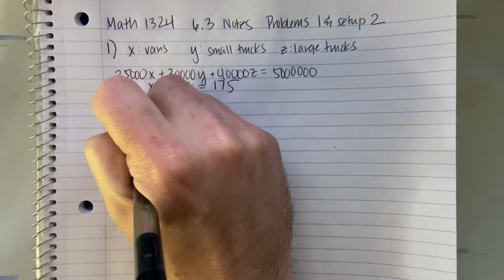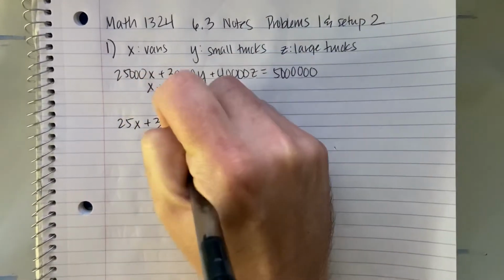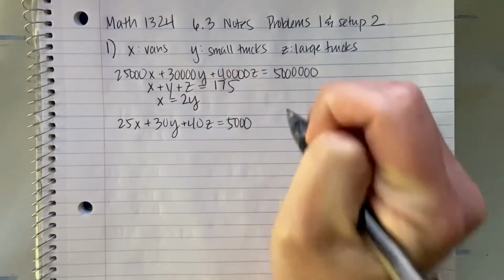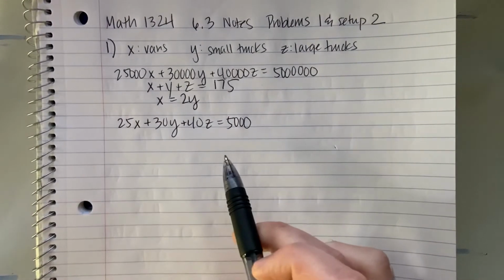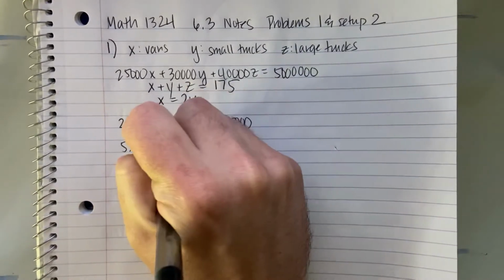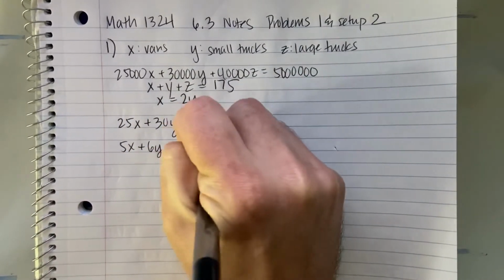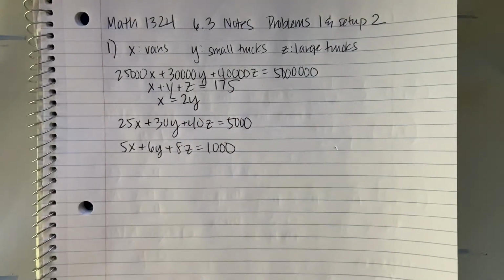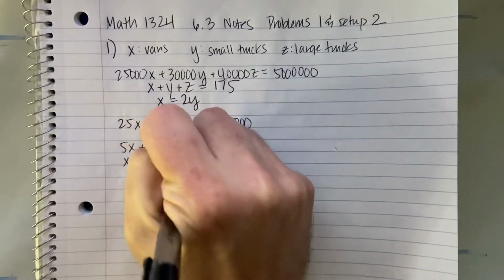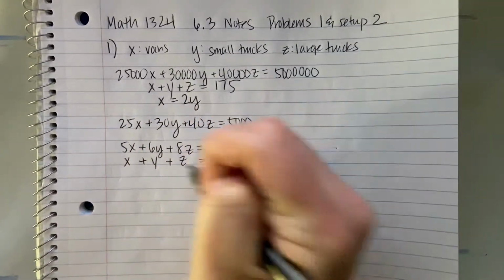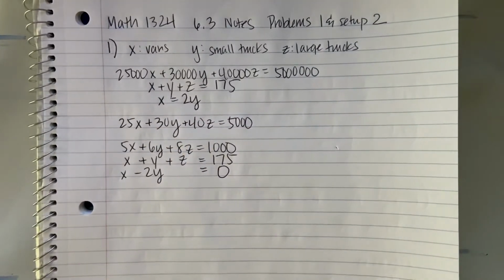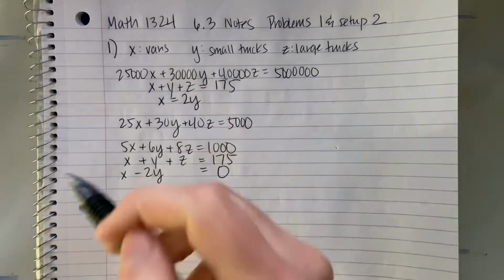So 25x plus 30y plus 40z equals 5,000. Got rid of 3 zeros. Now I can go further than that because these are all multiples of 5. So that would be 5x plus 6y plus 8z equals 1,000. So that's my first equation, fully simplified. Second one is x plus y plus z equals 175. And the last one is x minus 2y equals 0, by subtracting the 2y to the other side.